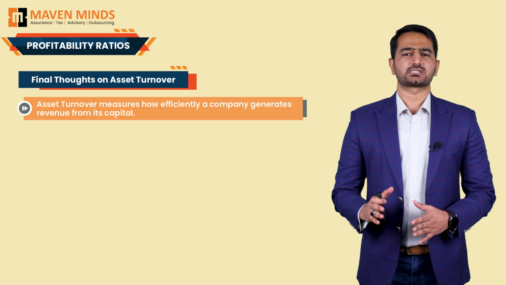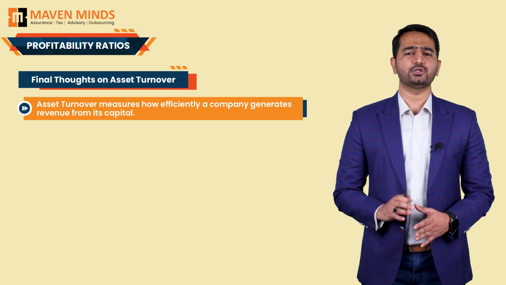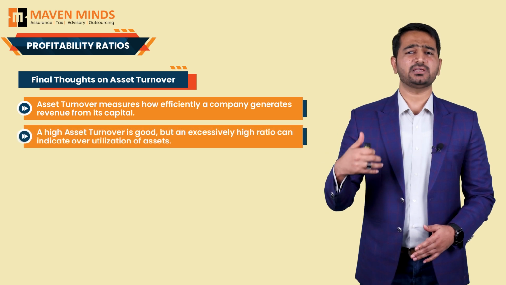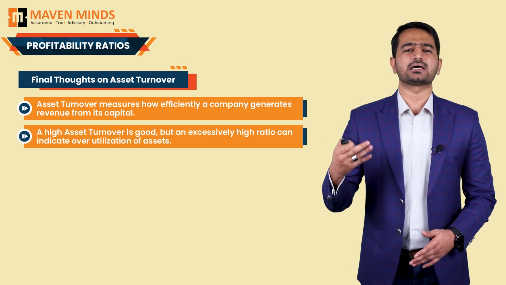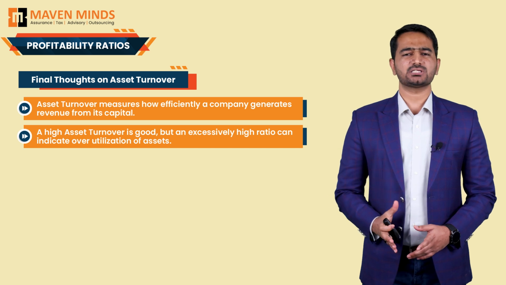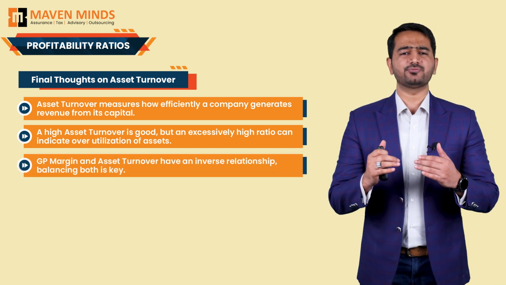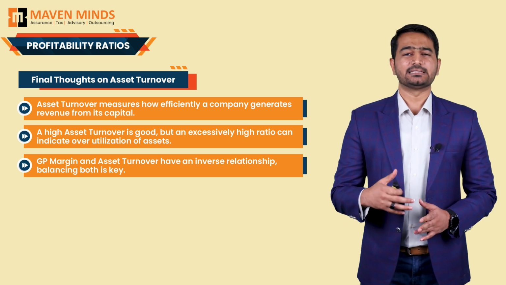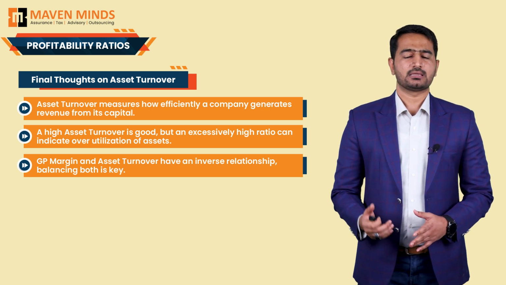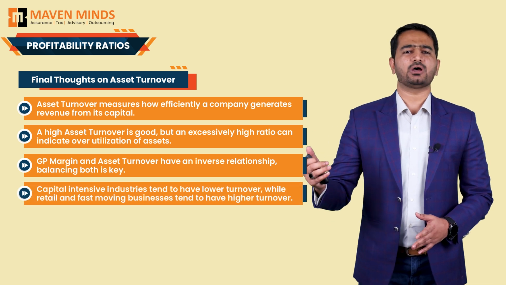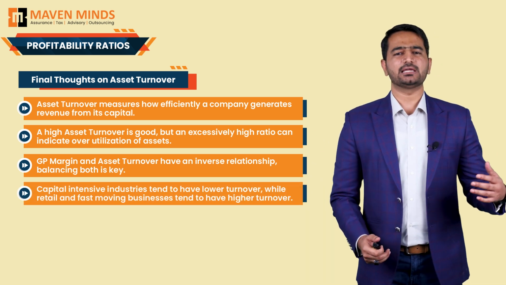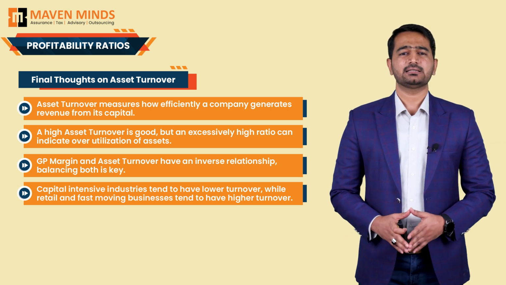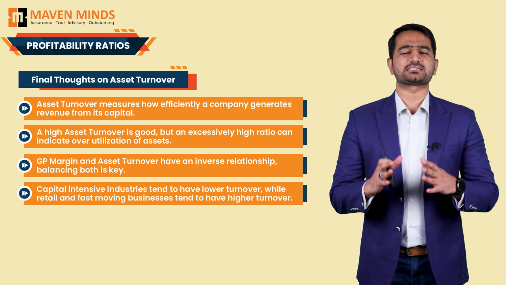Asset turnover measures how efficiently a company generates revenue from its capital. A high asset turnover is good, but an excessively high ratio can indicate overutilization of assets. GP margin and asset turnover have an inverse relationship. Balancing both is the key. Also, the type of industry matters the most. Capital intensive industries tend to have low asset turnover, while retail and fast moving businesses tend to have higher asset turnover. My friend, that's a wrap up of our discussion on asset turnover.